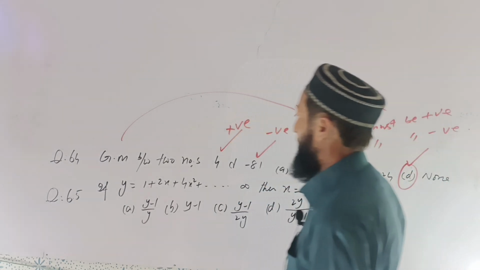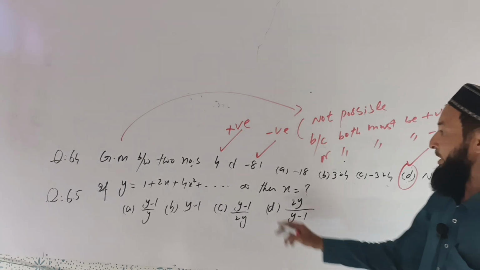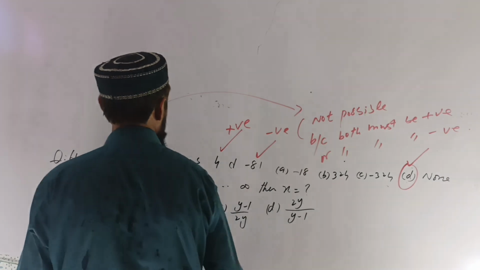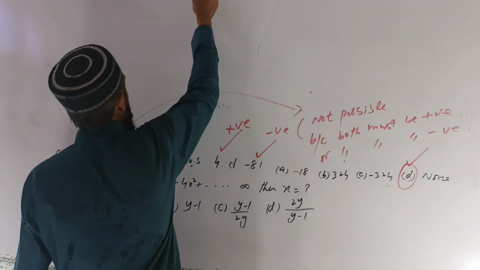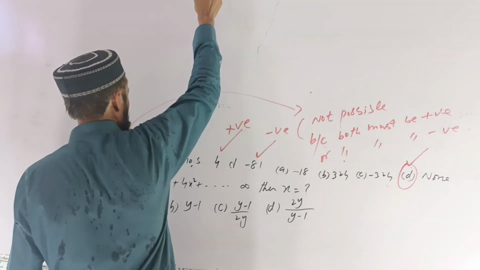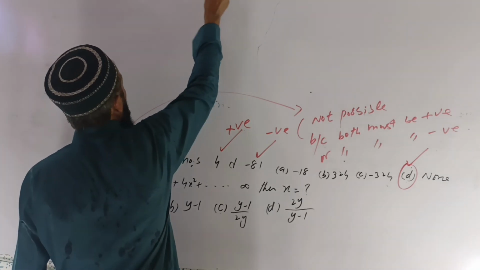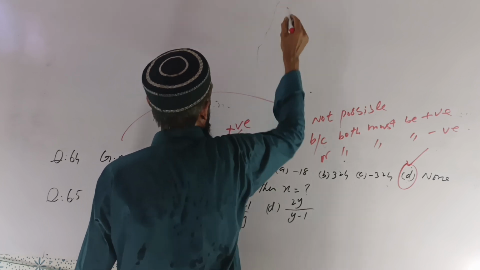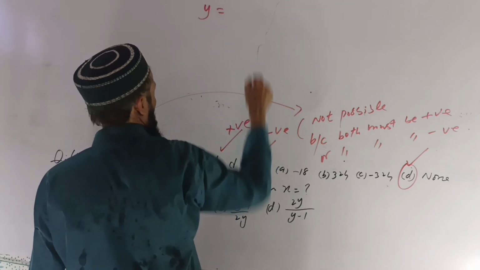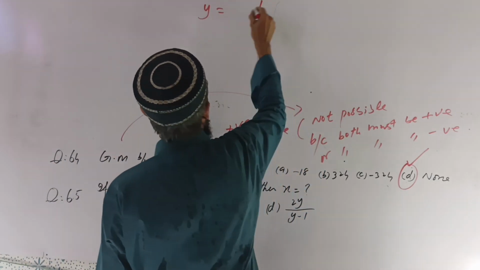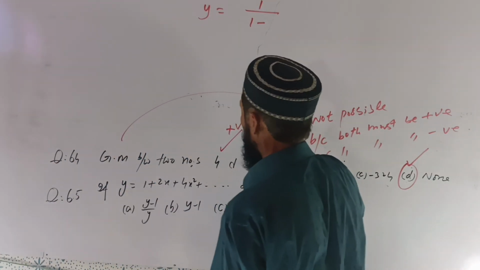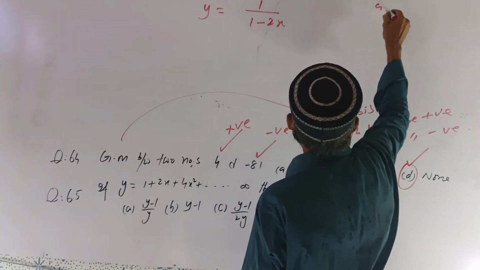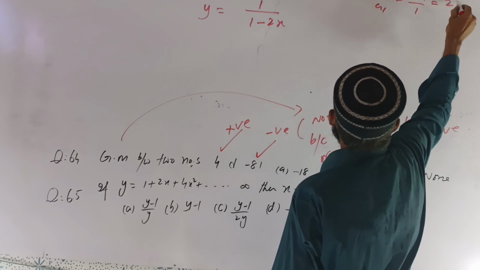Question number 65: if y is equal to 1 plus 2x plus 4x squared and so on, what is the value of x? So the sum of the series is given, so according to the sum of the series, we find the value of y as the sum to infinity, which is equal to a1 divided by 1 minus r. Here a1 is 1 and r is 2x, the second value divided by the first value, 2x divided by 1, is equal to 2x.